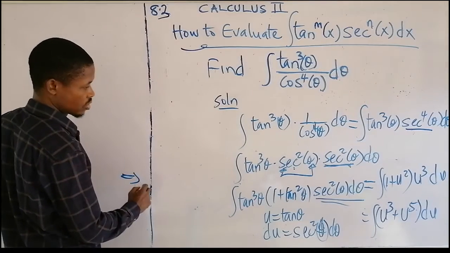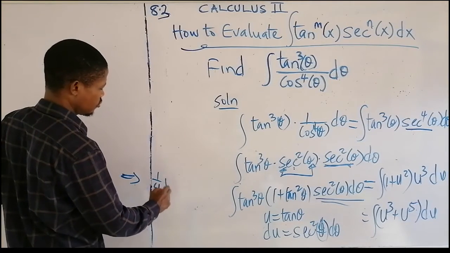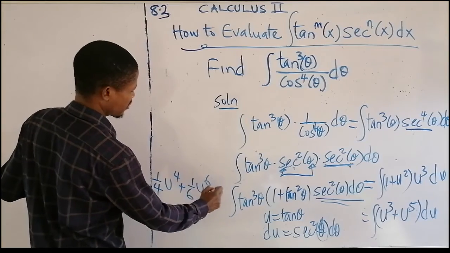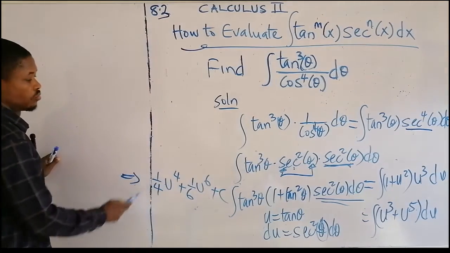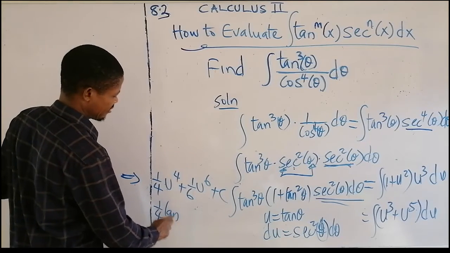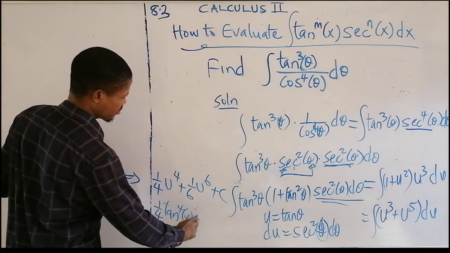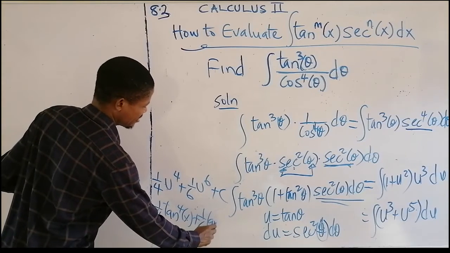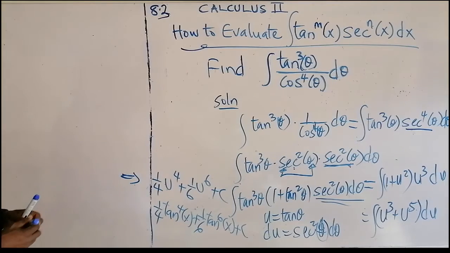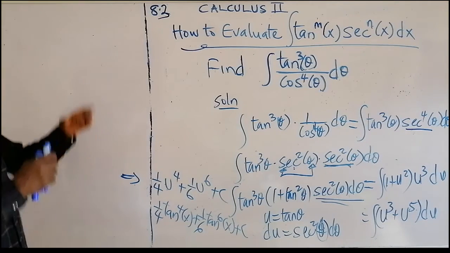Then the next thing to do is the integral of that, and that will be equal to 1 over 4 u^4 plus 1 over 6 u^6 plus c. Return your u back, then we have 1 over 4 tan to the power 4 of the function, plus 1 over 6 tan to the power 6 of the function, plus c. And that finishes that question.